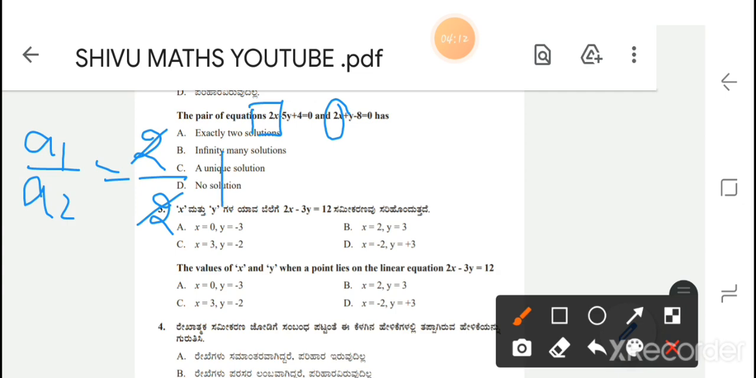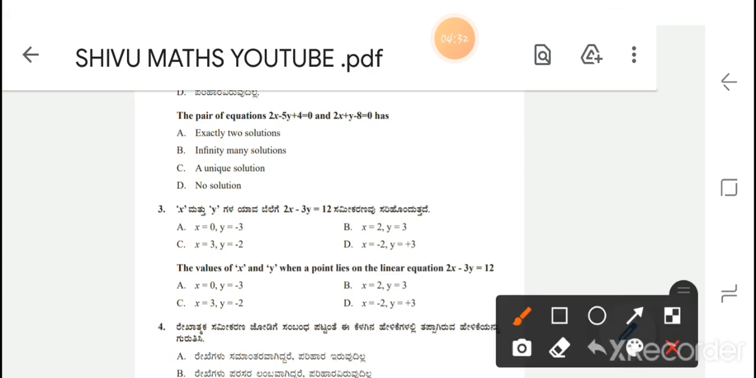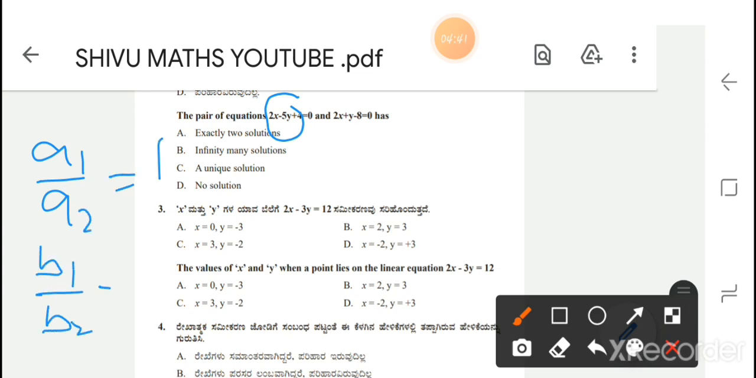Okay, and next we will find b1 by b2. See, I explained in the last question. In the same way here also you find the ratio of b1 and b2. Here b1 is the coefficient of y in the first equation, that is minus 5. So here a1 by a2 we got 1. Here b1 by b2 is equal to minus 5 divided by b2, the coefficient of y in the second equation. No coefficient means that is taken as 1. What do we get? Minus 5 by 1 is minus 5.